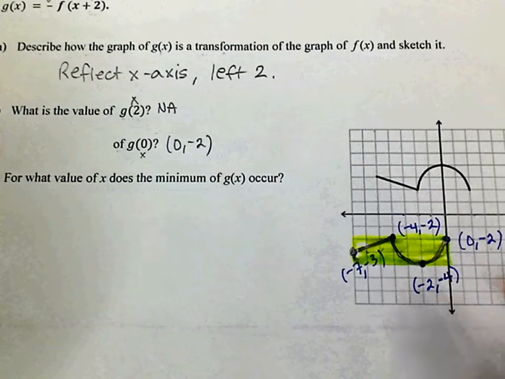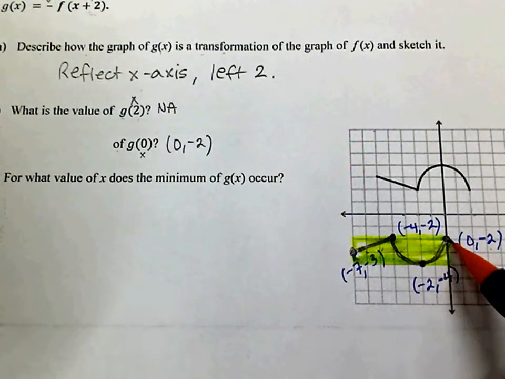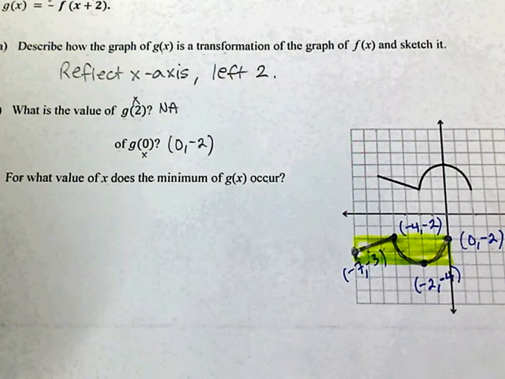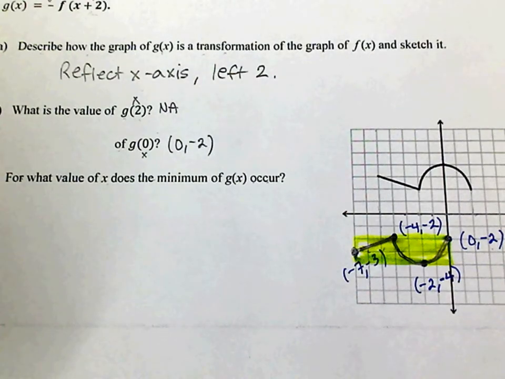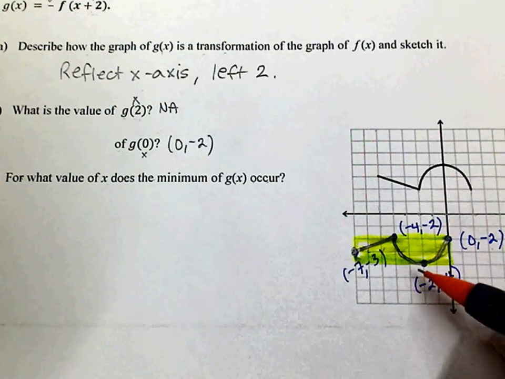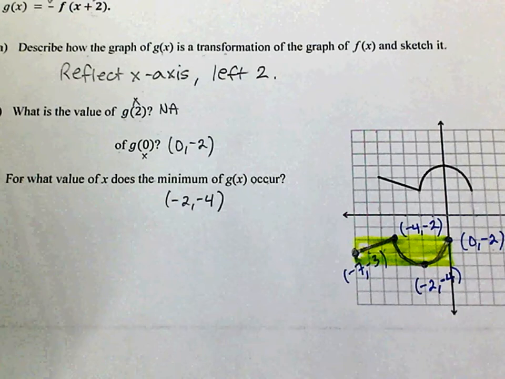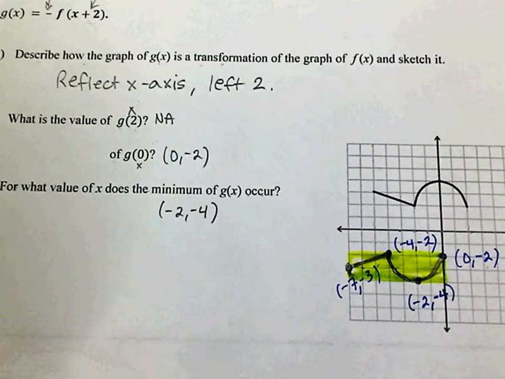0, -2, right here. For what value of x does the minimum of g of x occur? So what is your minimum? What is your lowest? Absolute. -2, -4. Very good. You guys are doing good. Any questions about topic 3? No? All right.